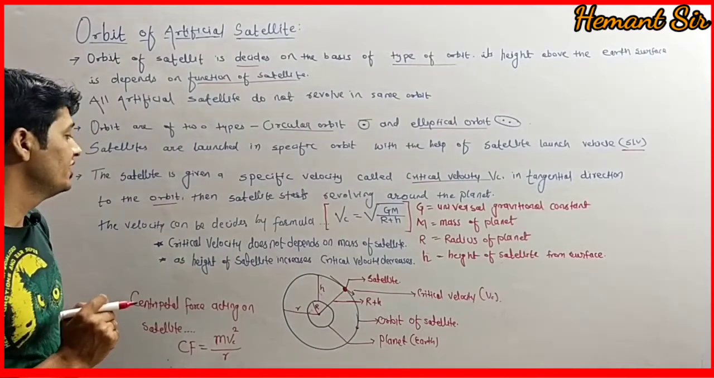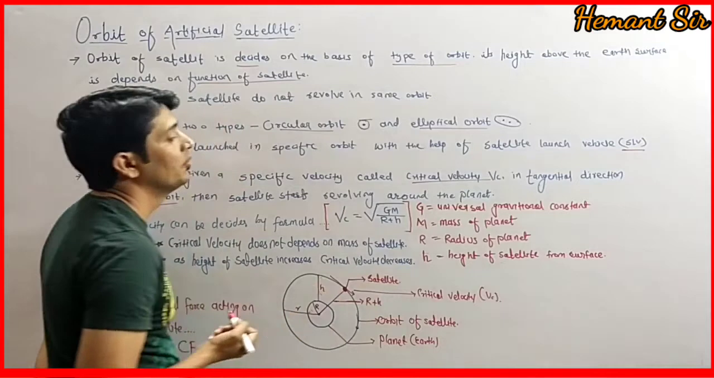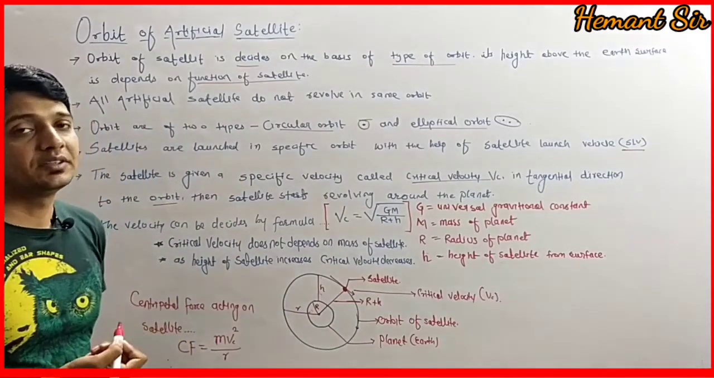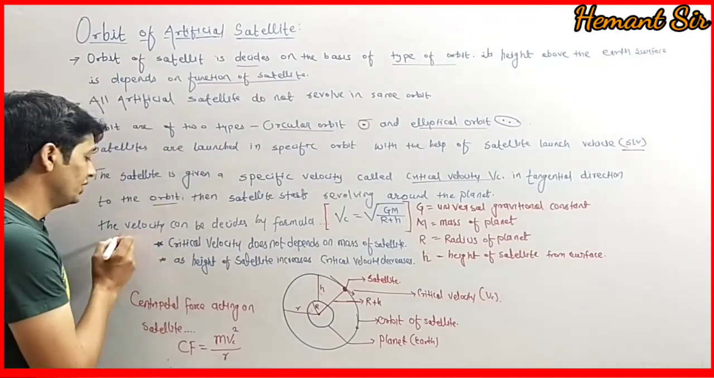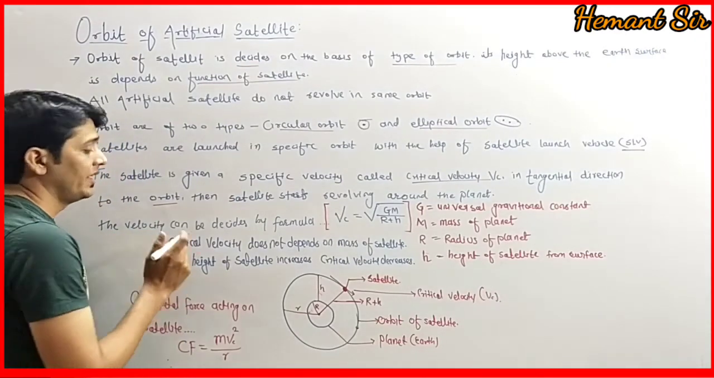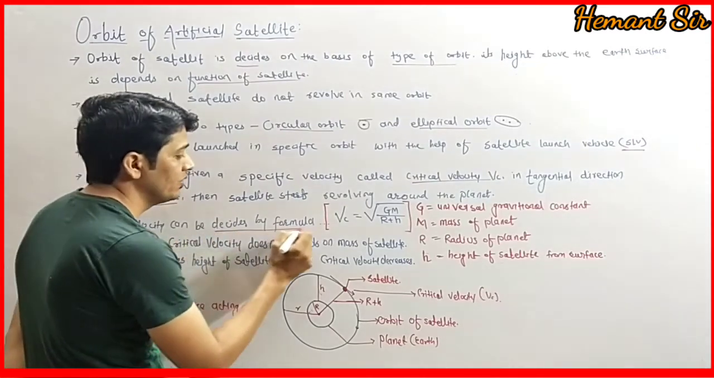Velocity is tangential to the orbit, then satellites start revolving around the planet in a specific path. That path is nothing but the orbit. The velocity can be decided. Next point, the velocity can be decided by the formula.